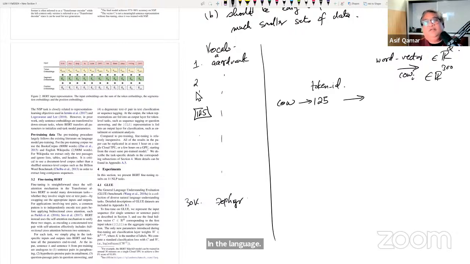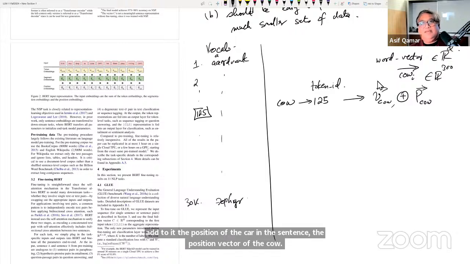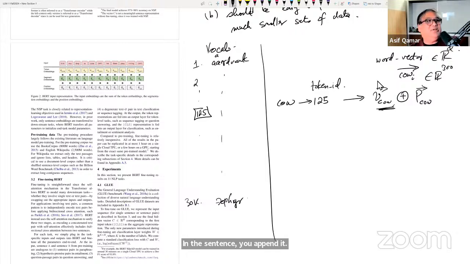And once you train it, you store it in some lookup table. The moment you encounter a word, you can look up the word vector. Let me just call it the cow vector. Then you add to it the position vector of the cow in the sentence. The word vector will always be the same, you look it up in your database, but the position will depend upon where the word is in the sentence, to get the total embedding vector for cow.